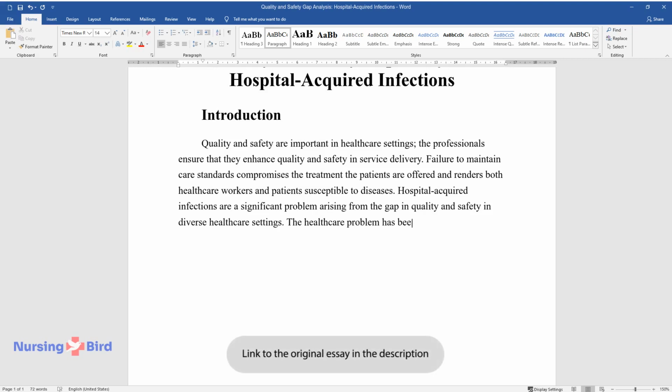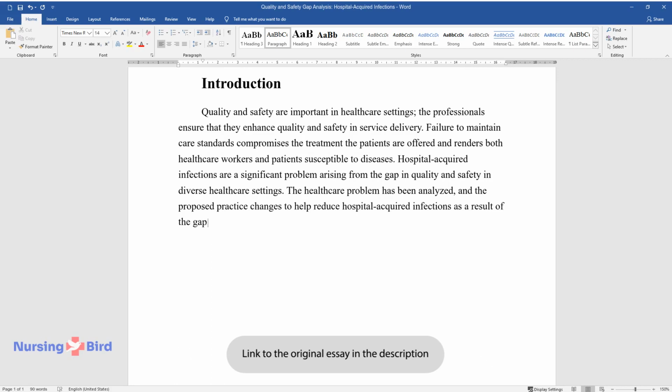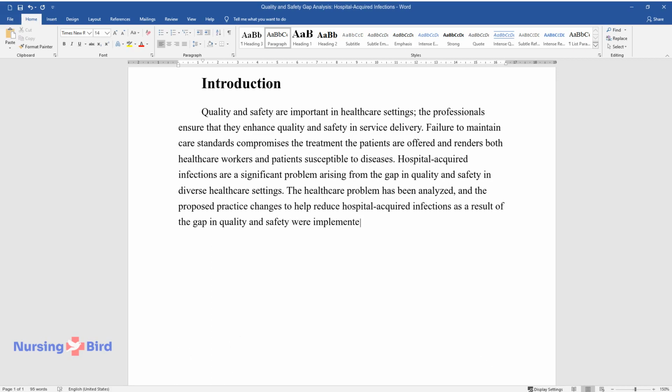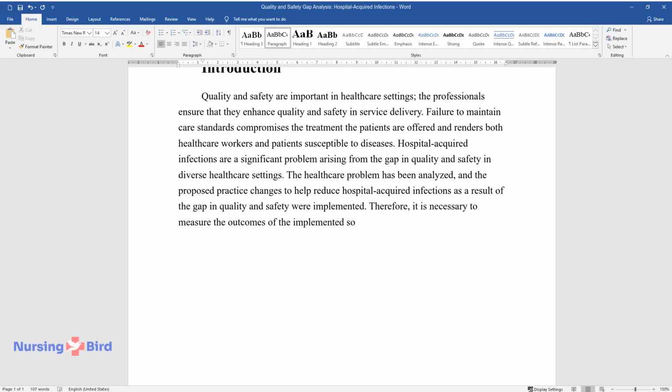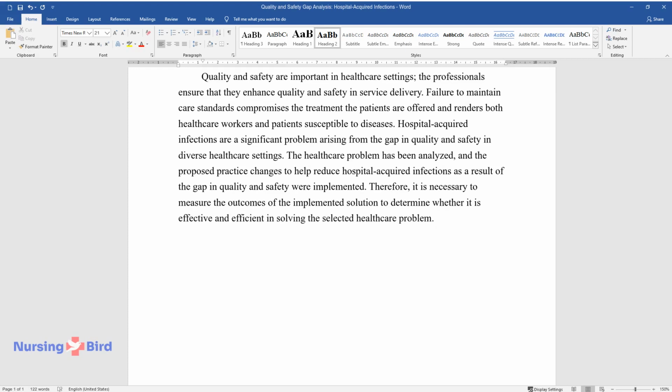The healthcare problem has been analyzed, and the proposed practice changes to help reduce hospital-acquired infections as a result of the gap in quality and safety were implemented. Therefore, it is necessary to measure the outcomes of the implemented solution to determine whether it is effective and efficient in solving the selected healthcare problem.